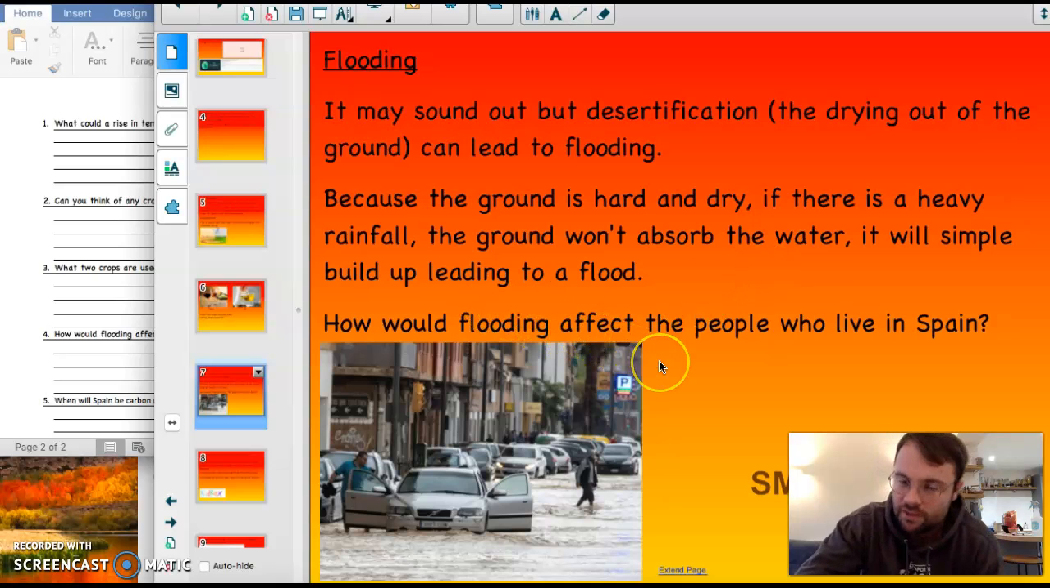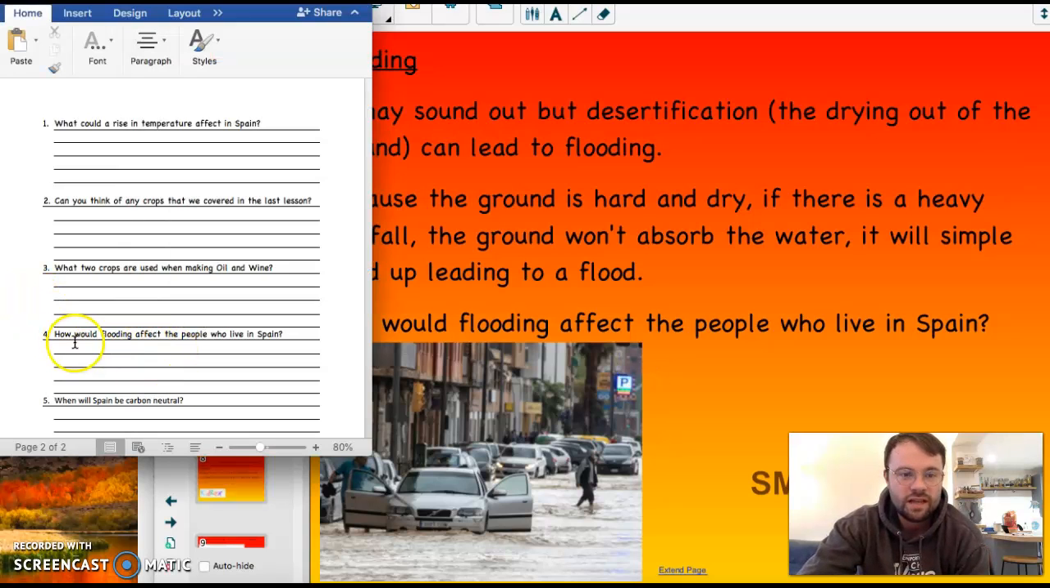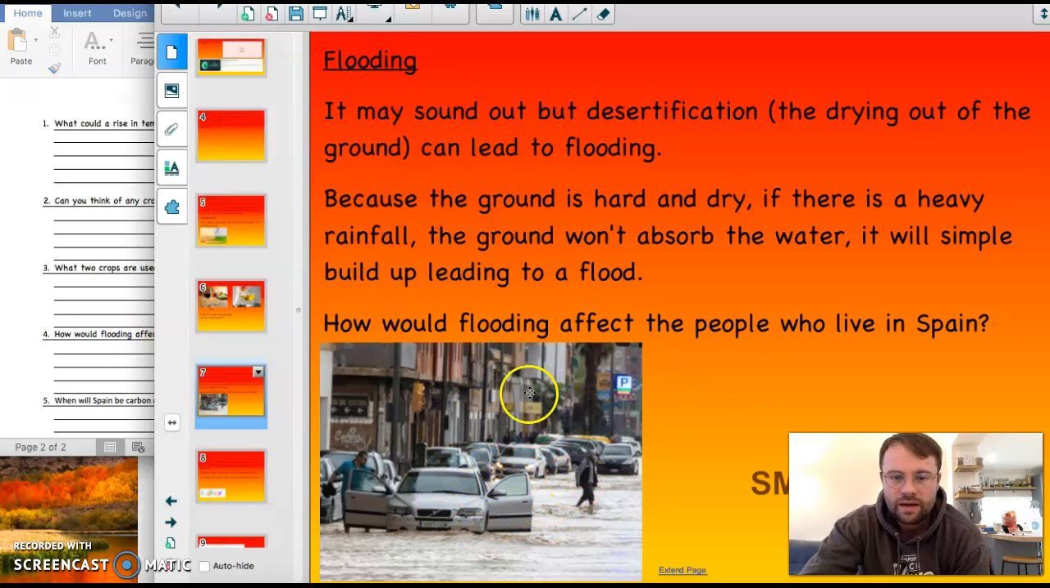Now, how will this affect the people who live in Spain? How will it affect the crops? How will it affect the wildlife? There's a question just there. How would flooding affect the people who live in Spain? There's a little clue down there to give you a little bit of a hint.